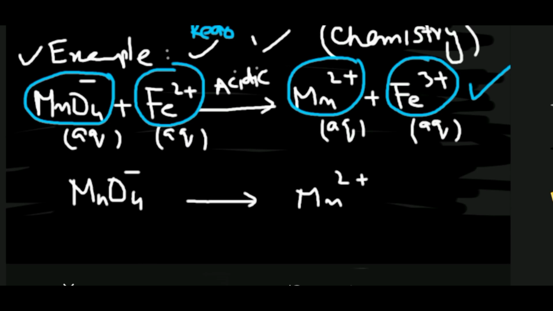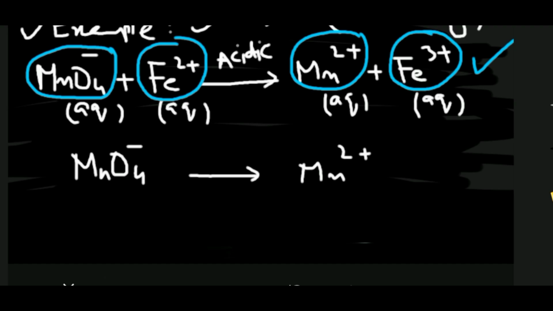In this case, permanganate is converted into Mn plus 2. Now we have to find the oxidation state of manganese in this form. Manganese is in the plus 7 oxidation state, and it is converted into the plus 2 oxidation state. It means that the valence is being reduced. Reduction occurs from plus 7 to plus 2 oxidation state.